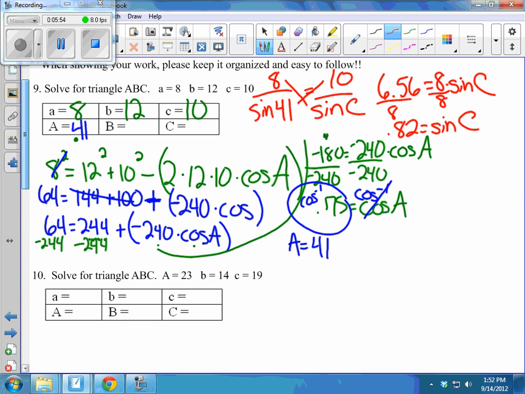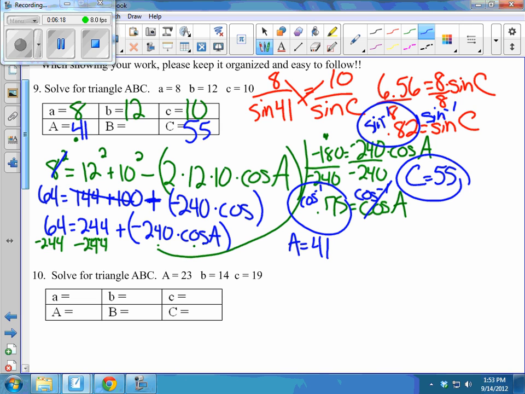And now my last step to get that sine by itself is I go back to that inverse. Inverse sine. And what I'm circling is what you type into your calculator. And when you hit second sine and type in 0.82, you get C to be about 55 degrees. Sorry, this wasn't the neatest handwriting. So now that I know big C, I can add up my two angles, subtract them from 180, and get big B, which ends up being 84. Okay? So that was number 9.